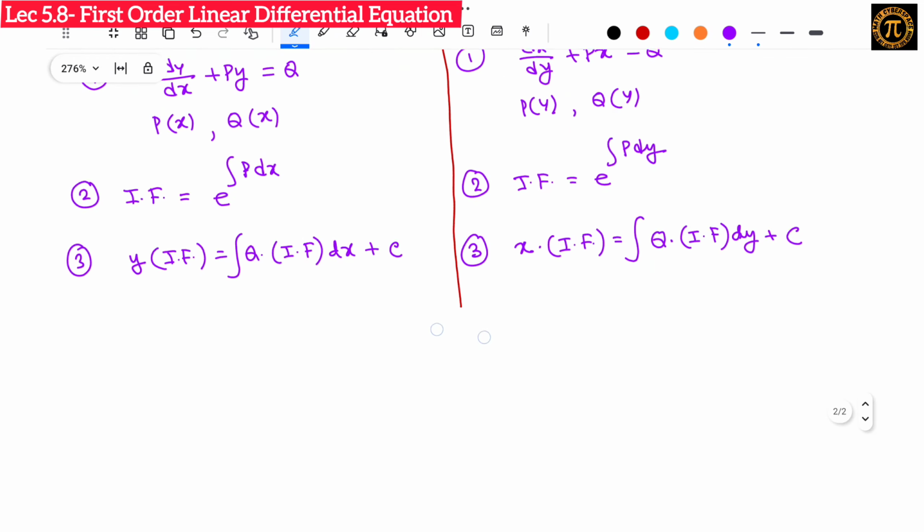Okay, so let's solve another problem. Solve (x plus y plus 1) dy/dx equals 1. Here you can see this equation is not in first order linear differential equation form. This is not linear in y, this is not linear in x. So first we have to convert this equation.